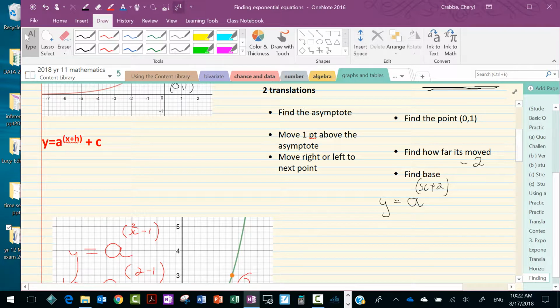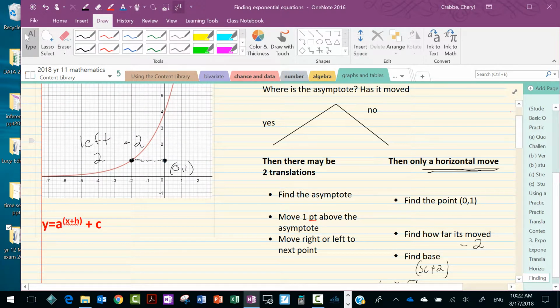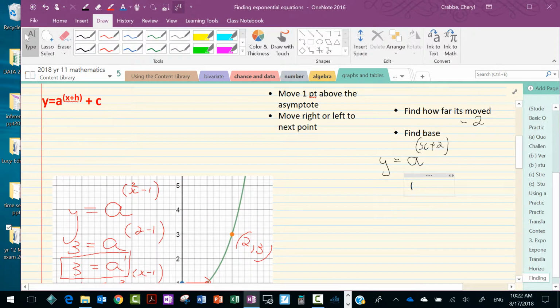So the way to find a is to just get a point, right? Let's get a point. (0, 4). There it is. There's a good point right there, (0, 4). So let's use that, (0, 4). So all we do is we stuff that in. So 4 is equal to a to the power of 0 plus 2. So that's going to be 4 is equal to a squared.